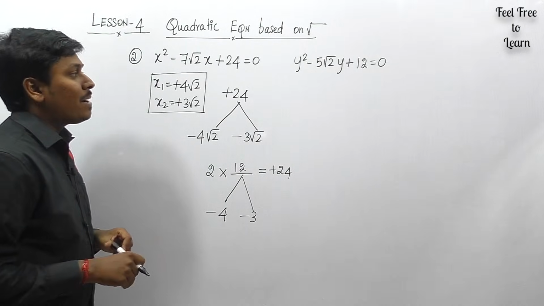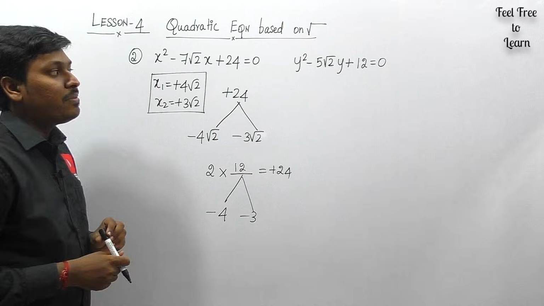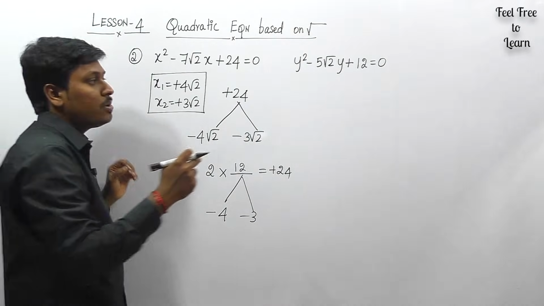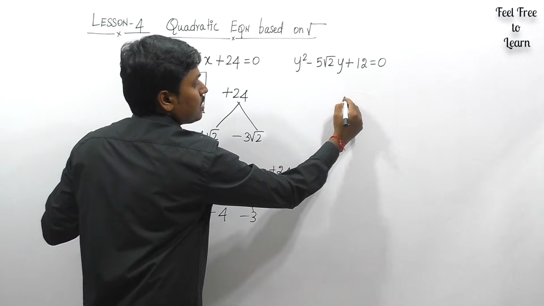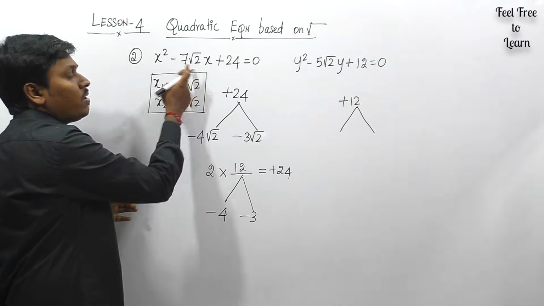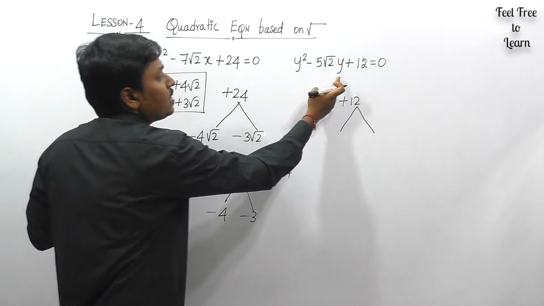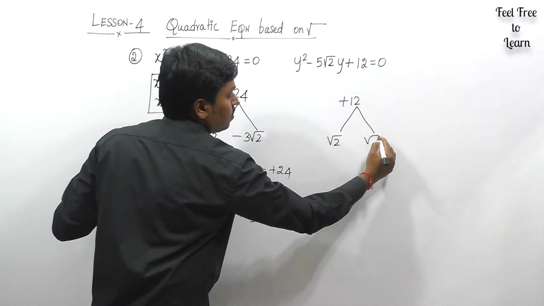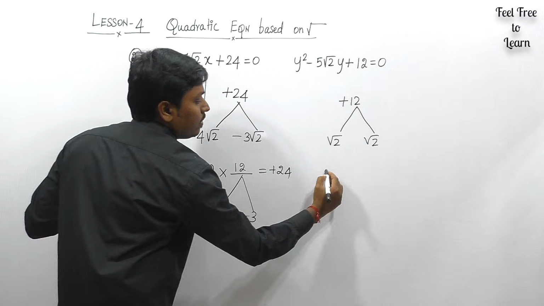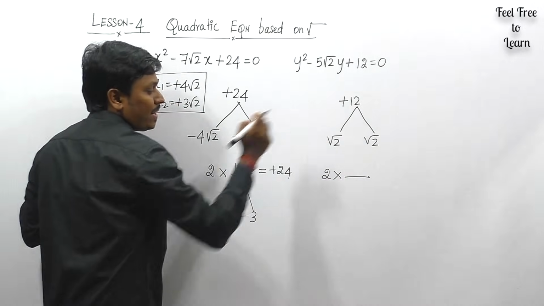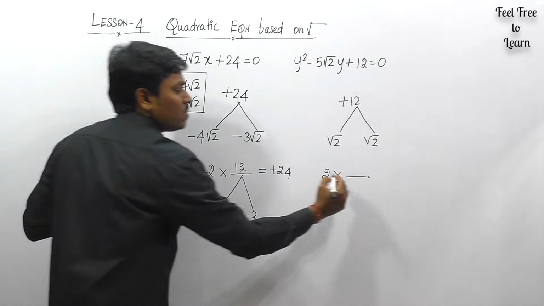So y square minus 5 root y plus 12 is equal to 0. So again, before y square there is no constant. So according to lesson number 2, we need to concentrate on plus 12. So friends, listen here. Here we have concentrated the coefficient of x. Similarly, here concentrate coefficient of y. So coefficient of y will be root 2. So root 2 into root 2 will be 2. So the number that we are going to multiply with 2, the resultant should be 12, right? So I think 6 into 2 will be 12.